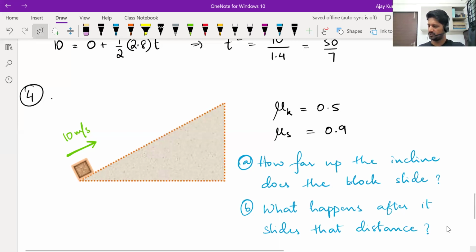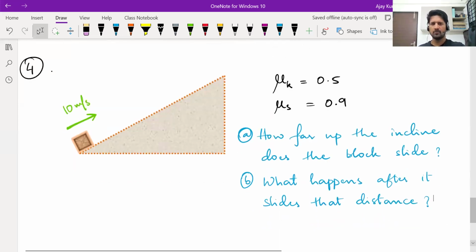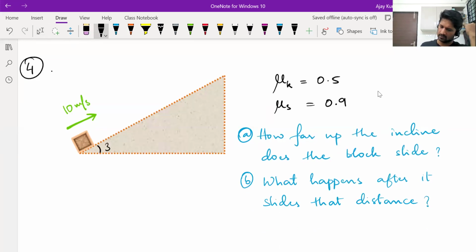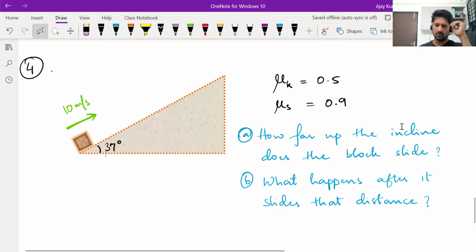This time mass of the block is intentionally not given. If required, you assume it is m. If it's not given in the problem, it means it does not matter. So if you want, you take it as m. You will see that it gets cancelled somewhere. Angle needs to be given. Angle 37 degrees itself you take. Cos 37 degrees is 4 by 5. Sin 37 degrees is 3 by 5. Use them.